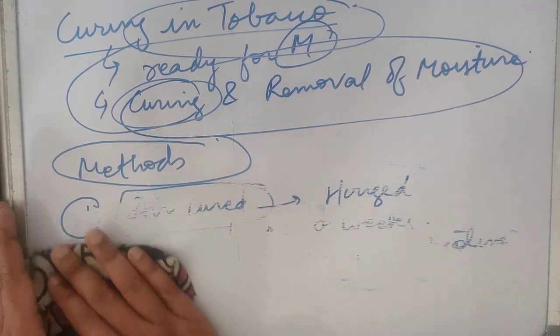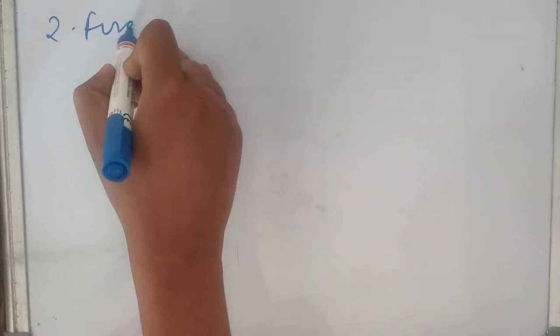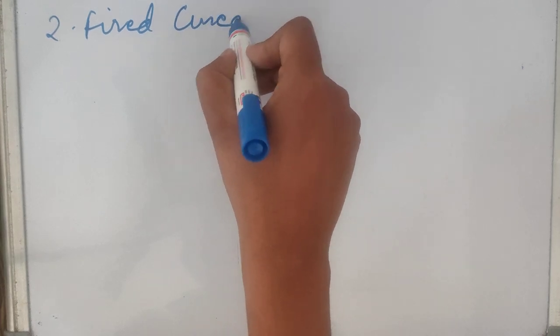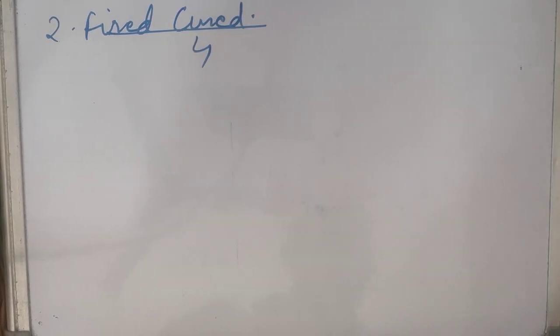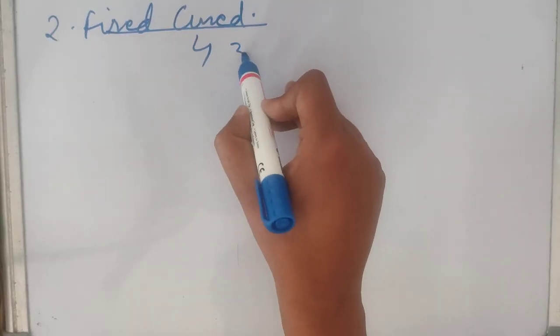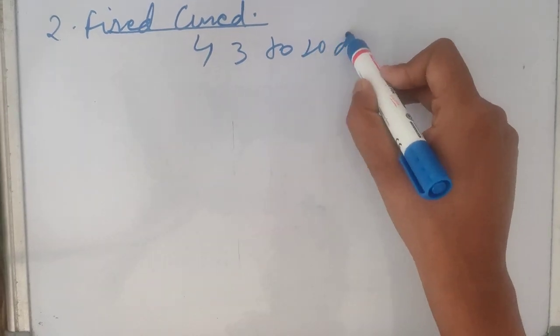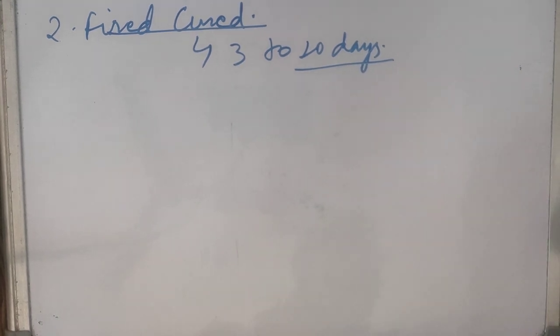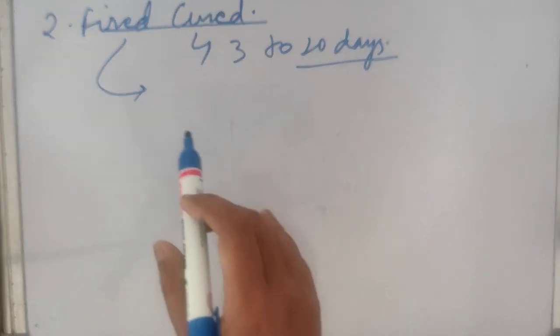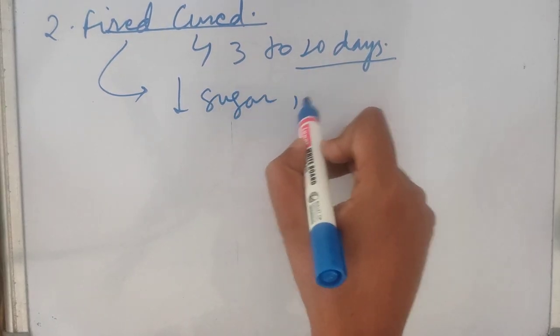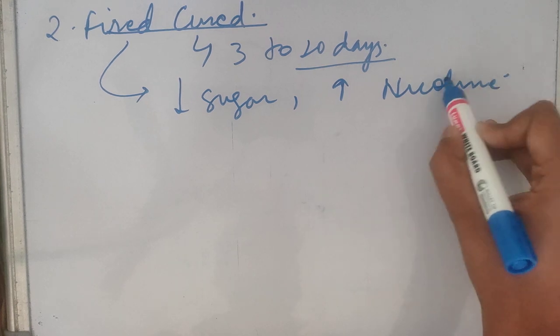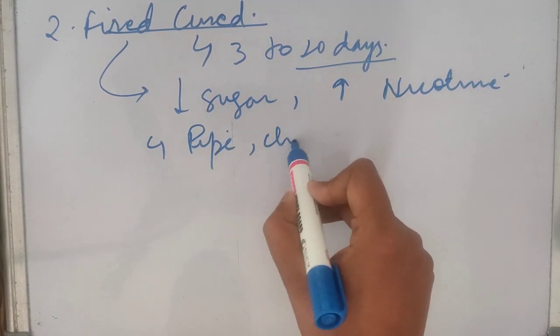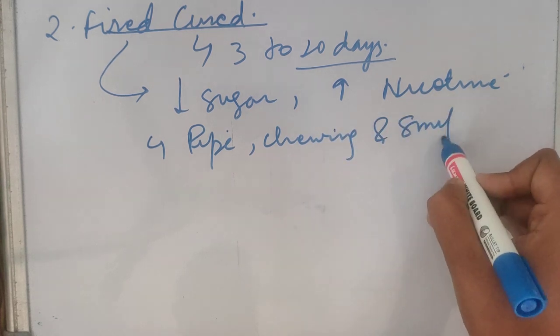Now the second method is fire cured tobacco. Here it takes 3 to 10 days, as due to fire the heat is more. Tobacco is hung in large barns where fires of hardwoods are kept in continuous or intermittent low smolder. Fire from hardwoods is used here. It is low in sugar but high in nicotine. It is usually used for pipe, chewing and smoke tobacco.